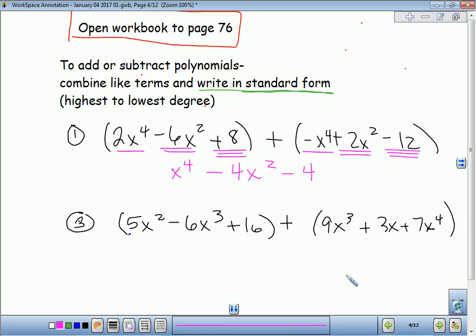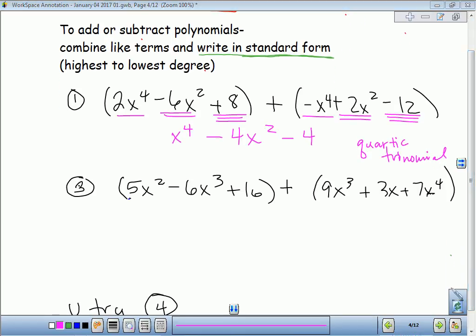So, this has how many terms? 3, so it would be classified as a trinomial. The degree of this trinomial is? Quartic. Very good. So we would call this a quartic trinomial. Just rolls off the tongue. Doesn't it? Okay. All right.